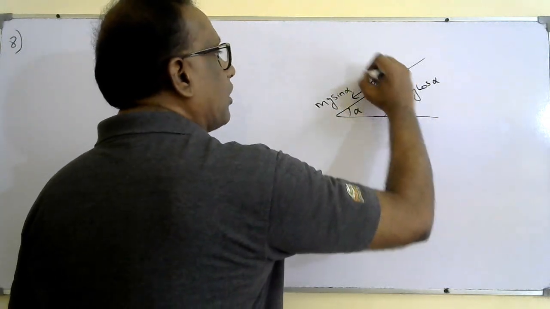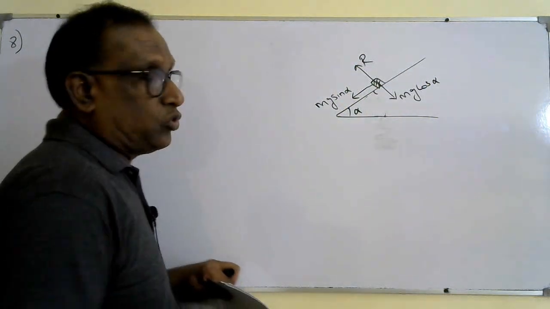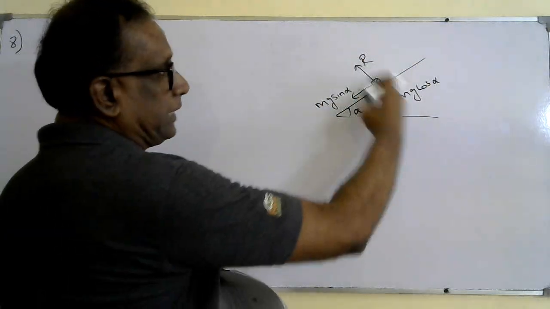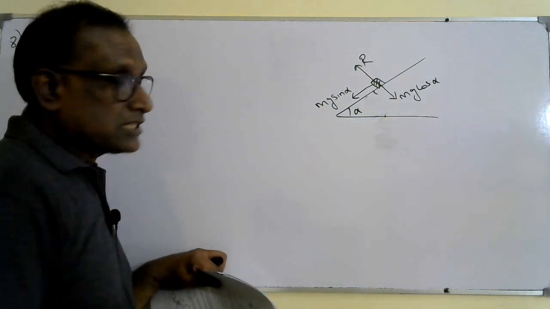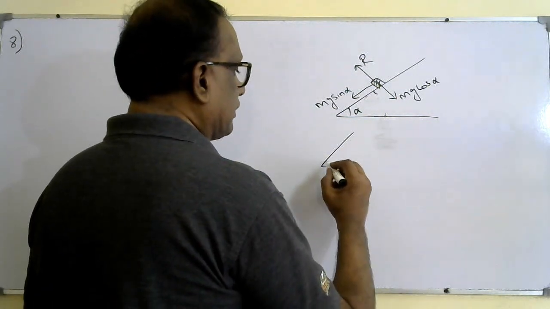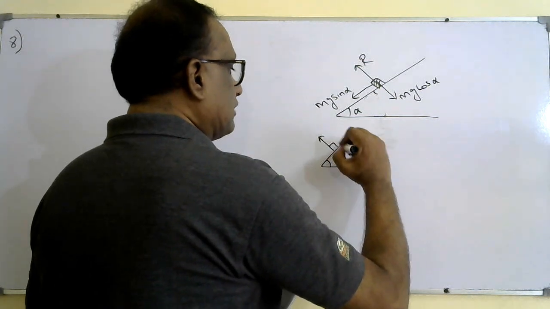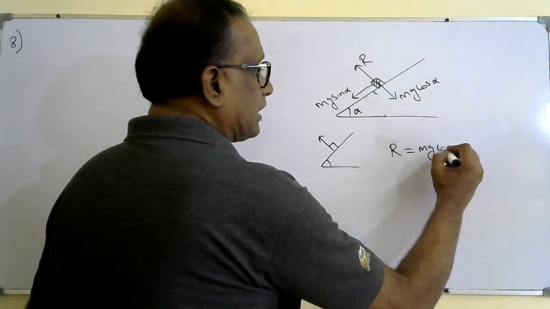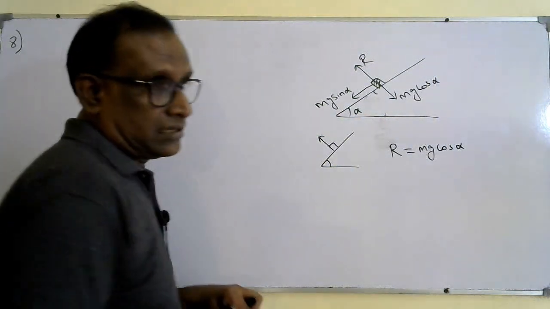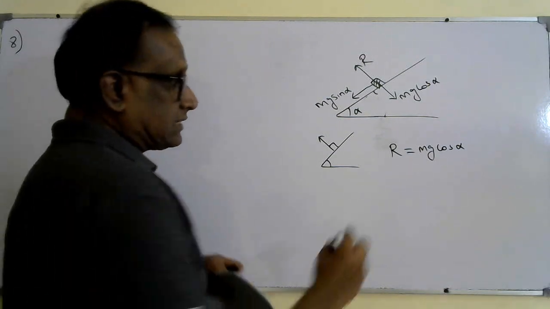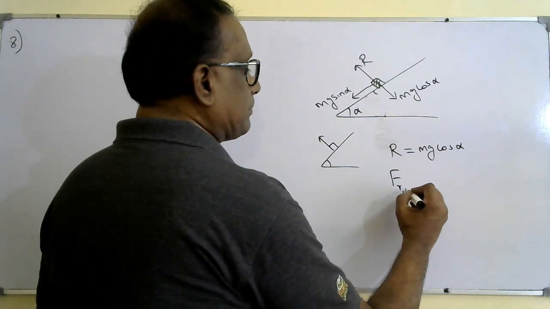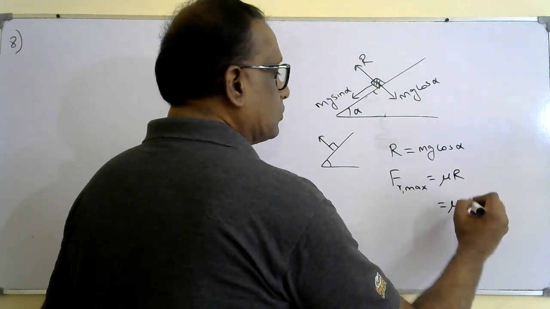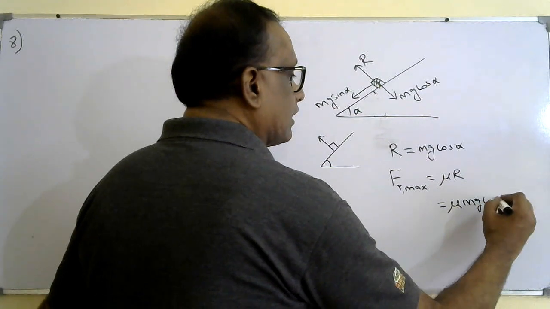So the normal reaction will be along this direction. If the object is moving along the plane up or down, there is no motion perpendicular to the plane. So perpendicular to the plane, the resultant force must be equal to 0, which means the normal reaction should be equal to mg cos alpha. At limiting equilibrium, the maximum friction Fr is equal to mu R, so that will be mu into mg cos alpha.